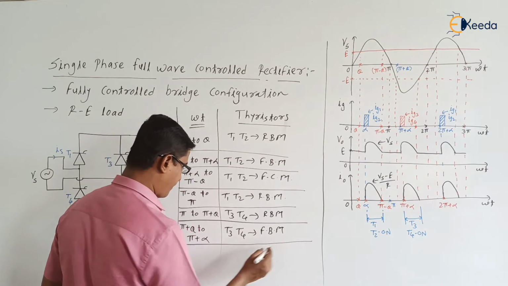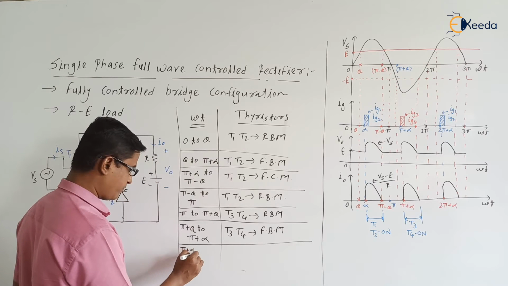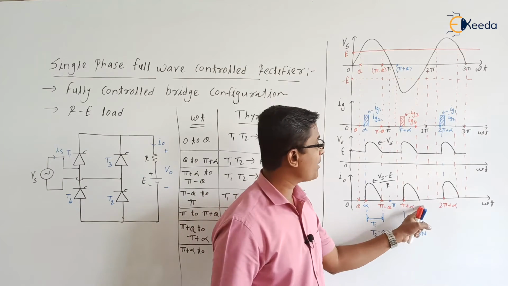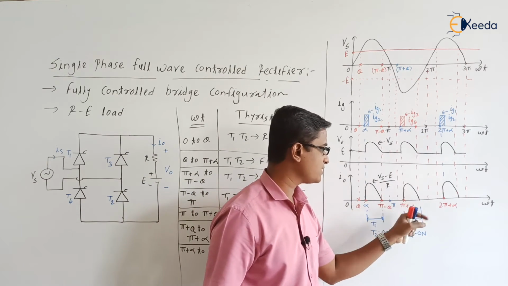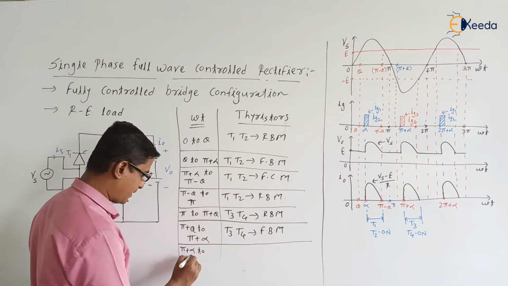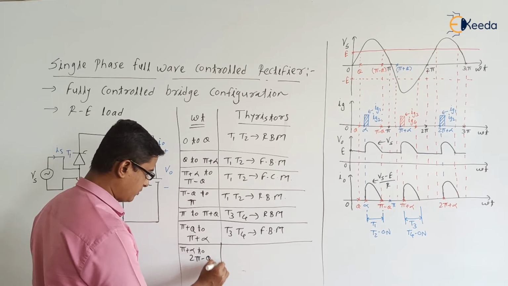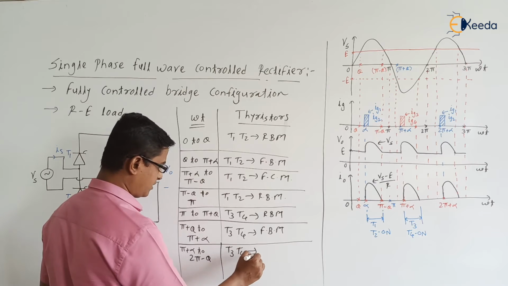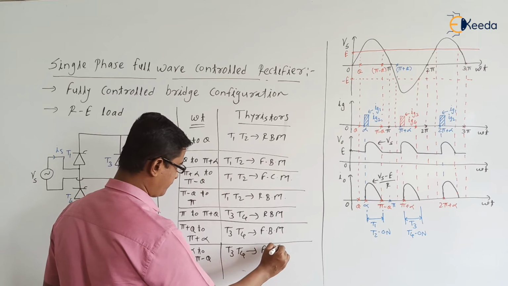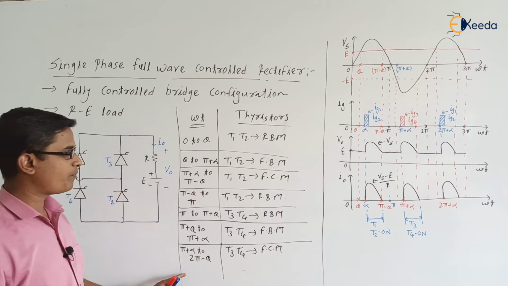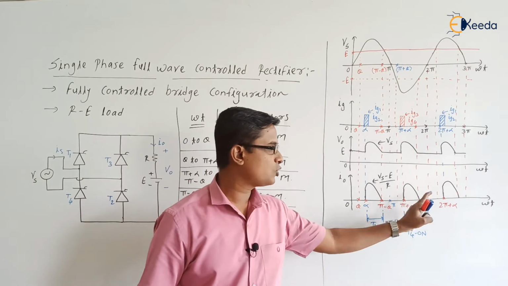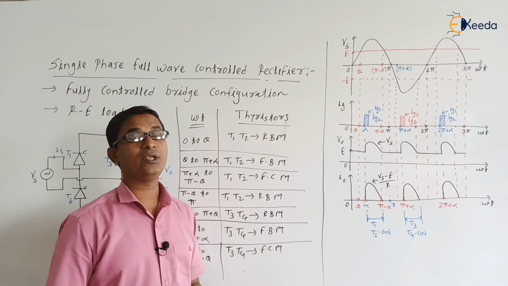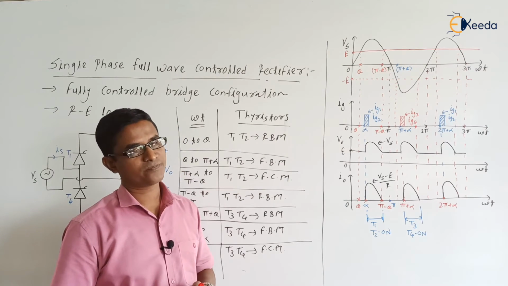Next, from pi plus alpha to 2 pi minus theta, T3 T4 will be in the forward conduction mode. And last, from 2 pi minus theta to 2 pi, T3 T4 will be in the reverse blocking mode. Are you getting the point?